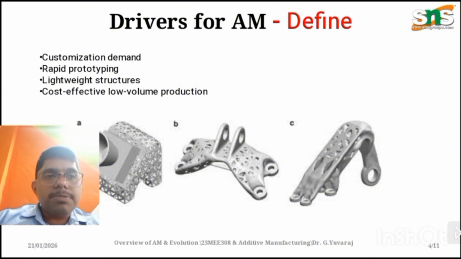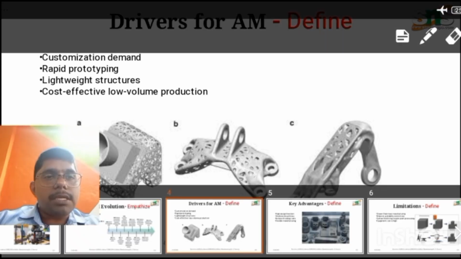Some of the shapes which we can see on this screen are like a hook, a casting machine component, and a bumper device. For all these lightweight materials or lightweight applications, we preferably use additive manufacturing for the component.